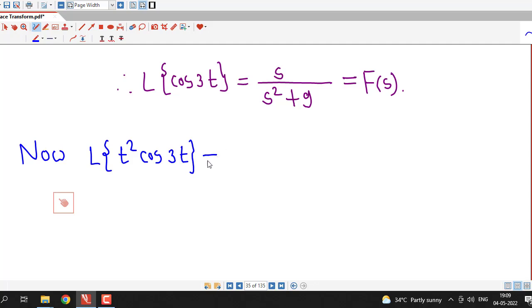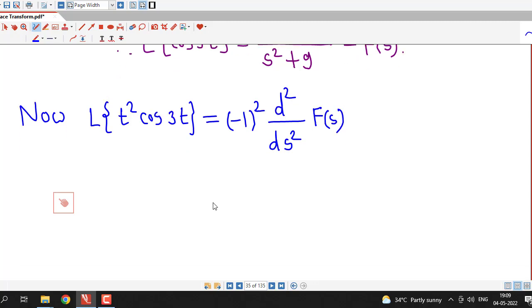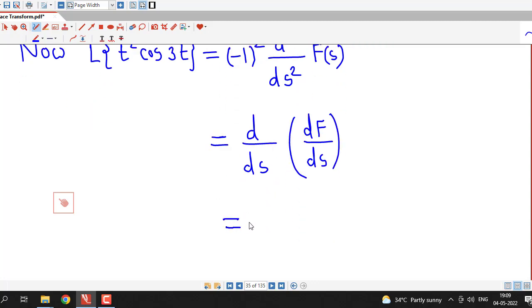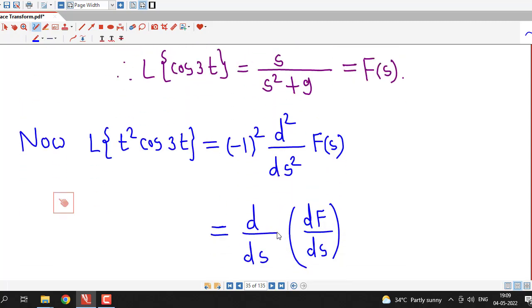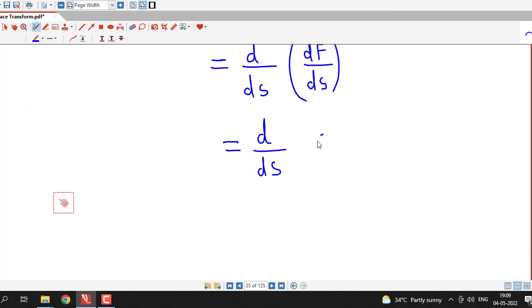So because we have n equal to 2, we write minus 1 square and 2 times derivative or second derivative of f of s with respect to s. Square of minus 1 is 1. This we can rewrite as d by ds of df by ds. So first we take derivative of f of s, and whatever we obtain, that we will differentiate again, and f of s is s divided by s square plus 9.